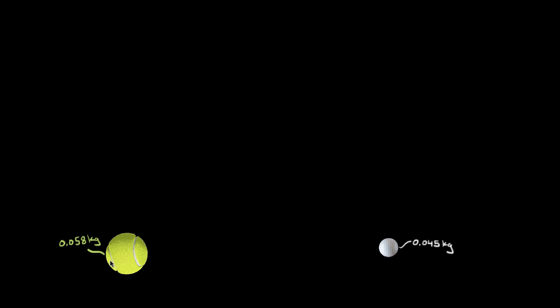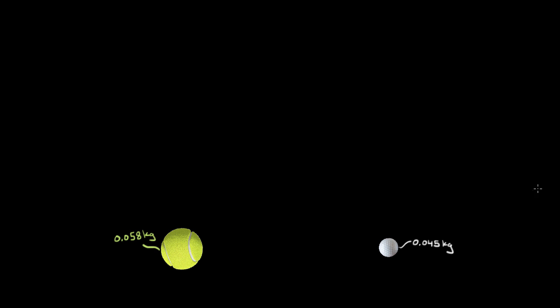So I looked up the mass of a tennis ball, and it turns out a tennis ball is about 58 grams or 0.058 kilograms. And I wondered if we shot that tennis ball to the right, straight toward a golf ball, and I looked up the mass of a golf ball is about 45 grams or 0.045 kilograms.